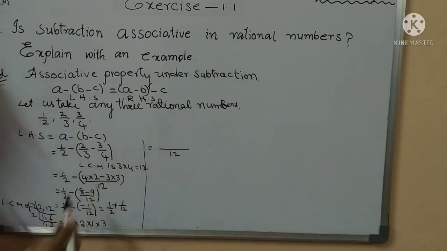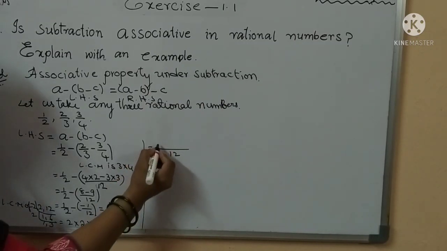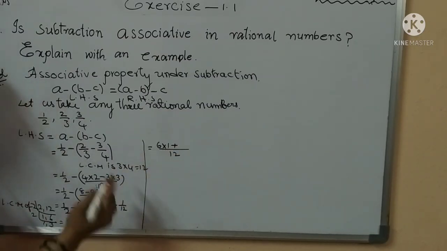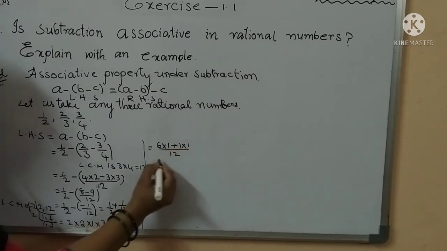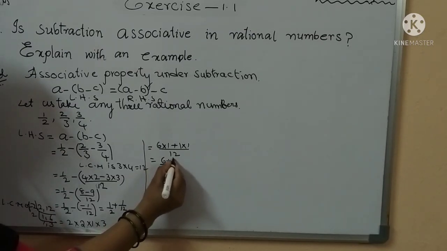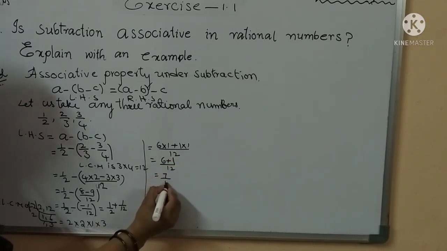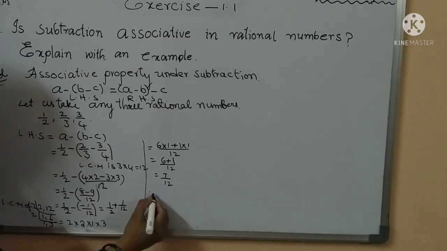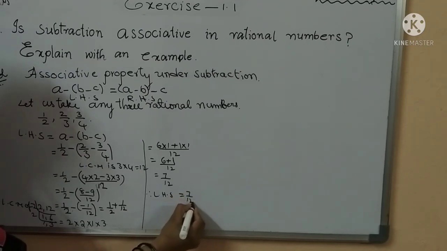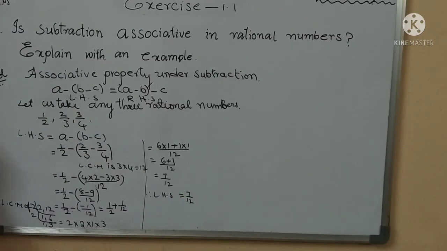How many times is 2 possible in 12? 2 ones are 2, 2 twos are 4, 2 threes are 6, 2 fours are 8, 2 fives are 10, 2 sixes are 12. So 6 times. 6 into numerator 1 plus 1 into 1 by 12, so 6 plus 1 is 7 by 12. Finally, LHS is equal to 7 by 12. This is the value of LHS.